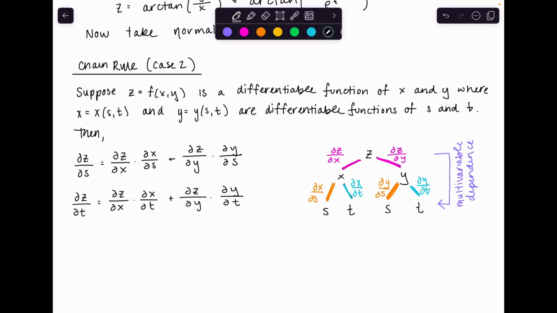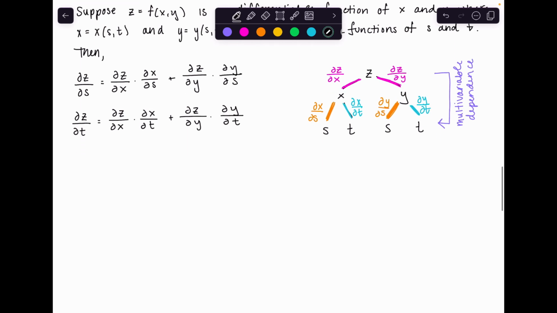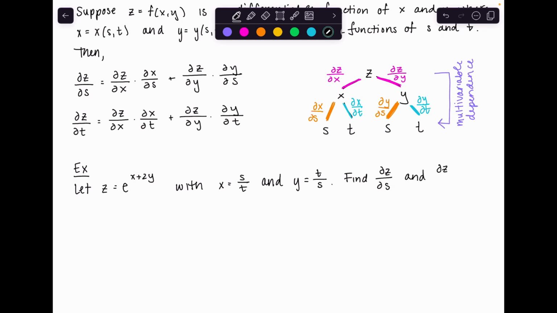Okay. So let's try an example of this one. We're going to let z equal e to the x plus 2y, specifically with x being s over t and y being t over s. We're going to find the partial of z with respect to s and the partial of z with respect to t.